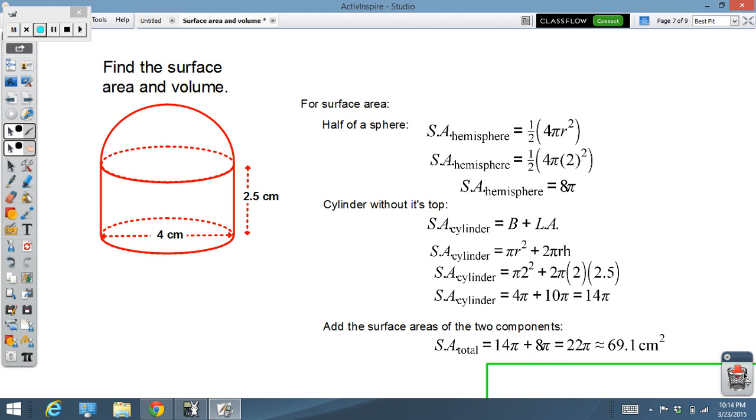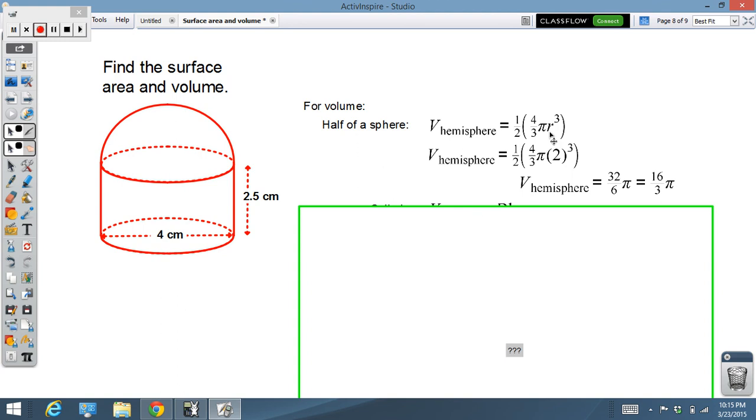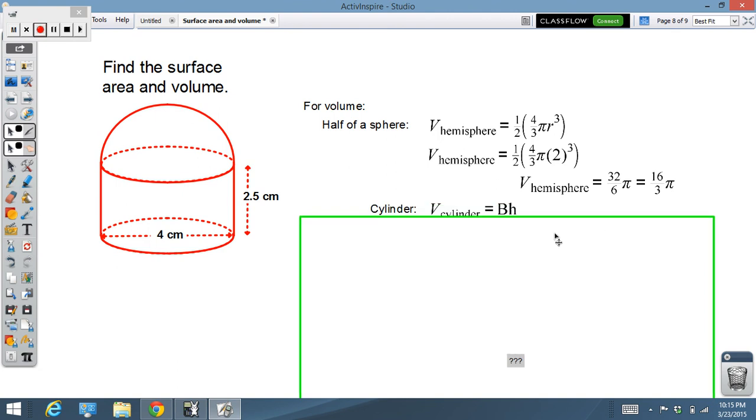Now we add the two components, the 8 pi from the hemisphere and the 14 pi for the cylinder without its top, and I get 22 pi. All right, so that's how we would do that. For volume now, for the hemisphere we use the volume formula, 4/3 pi r cubed, but only half because it's a hemisphere. Plug in 2 for the radius, and we end up with a fraction this time, 16 thirds. That's 8 times 4 is 32 sixths, reduced to 16 thirds.